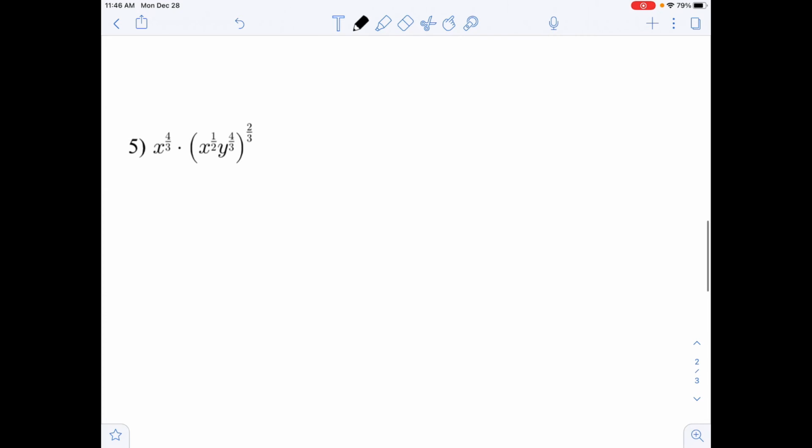So let's take a look at the last problem. Now we kind of have a combination of things here. We have this power being raised to another power, and then we have the product of powers because we've got this x to the 4/3 over here. So what I'm going to do is distribute this 2/3, and again we're going to multiply the 2/3 to these exponents because it's a power raised to a power. So I have the x to the 4/3 still there times x to the 1/2 times 2/3, y to the 4/3 times 2/3.